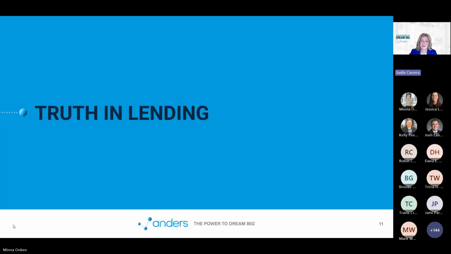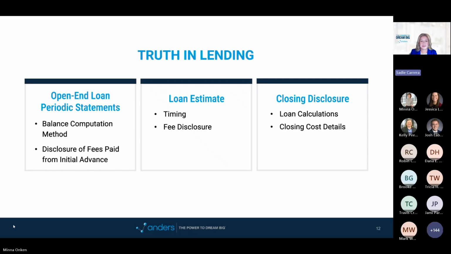Good morning, everyone. Again, I'm Sadie Carrera, Compliance Manager with Anders. And I'm going to continue with these common violations, beginning with everybody's favorite, truth in lending. The FDIC noted in their July 2025 edition of their supervisory highlights, the violations in these three areas shown on the slide represented 21% of all violations cited in 2024.